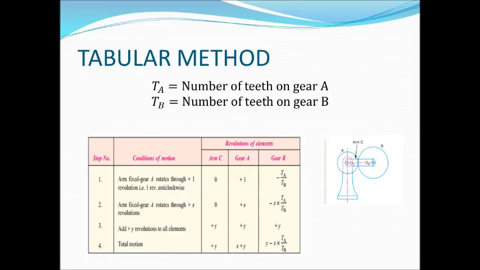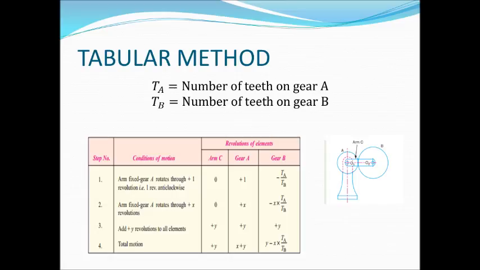Now you draw your table, where the first step is that the arm is fixed. You always fix the arm. The arm is fixed, and then A is given plus 1 revolution in an anti-clockwise manner. Because the arm is fixed, the arm will be 0. Then A is the one rotating, so you have plus 1.